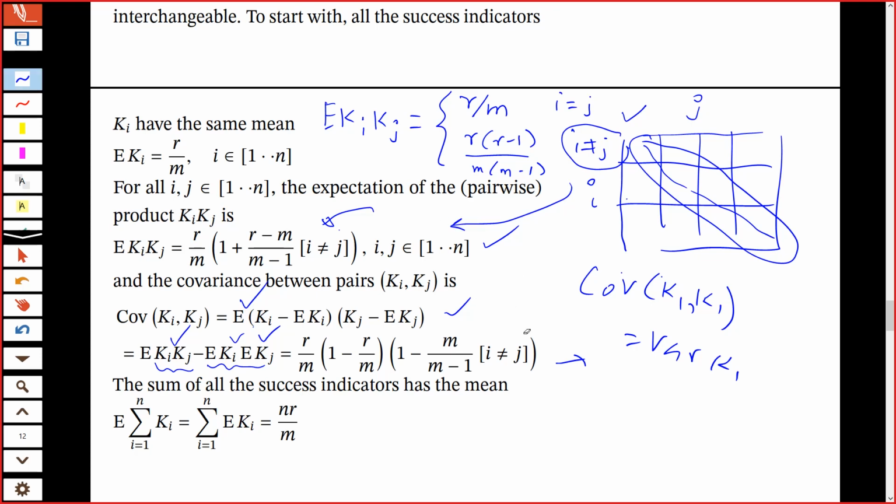अब इन सब का मुझे फायदा क्या हो रहा है? मुझे पता है कि मैं जिस चीज में इंटरेस्टेड हूं, मैं इंटरेस्टेड हूं नंबर ऑफ सक्सेसेस में. नंबर ऑफ सक्सेसेस मेरे पास क्या है? सिग्मा ki, i from 1 to n. तो मुझे अगर इस नए रैंडम वेरिएबल का मीन चाहिए तो मैं क्या करूंगा, I will just add all these means, r over m will be added n times, so it's n times r over m. I have my mean for this new random variable without even knowing its complete distribution. You got this?